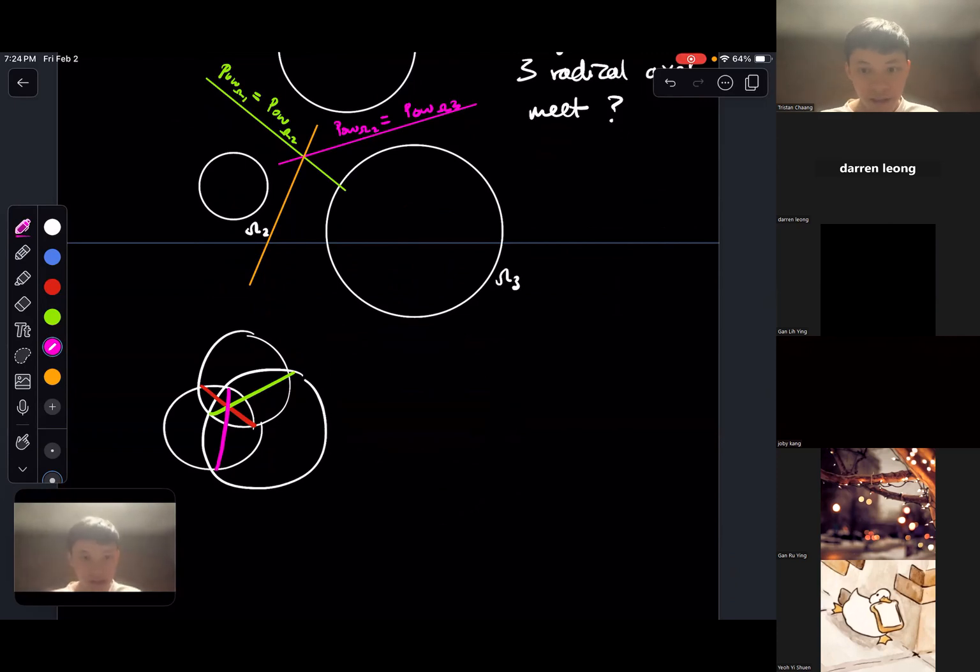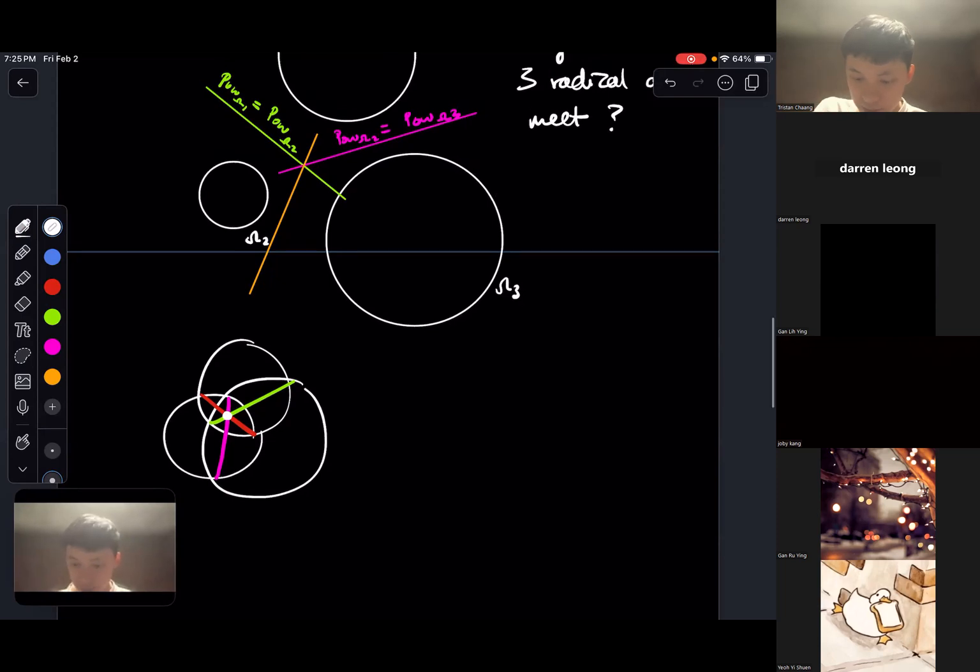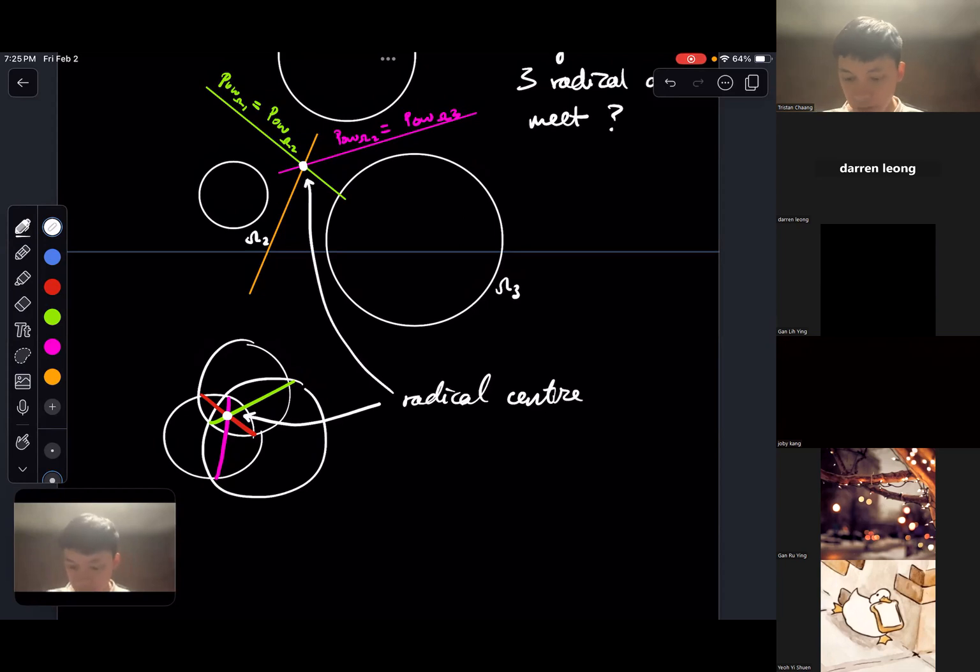Right? Because the common chords are the radical axes. Yes, exactly. So the common point here is where the powers are equal. The powers are not zero, but the powers are equal. So this concurrency point is called the radical center of the three circles, right?